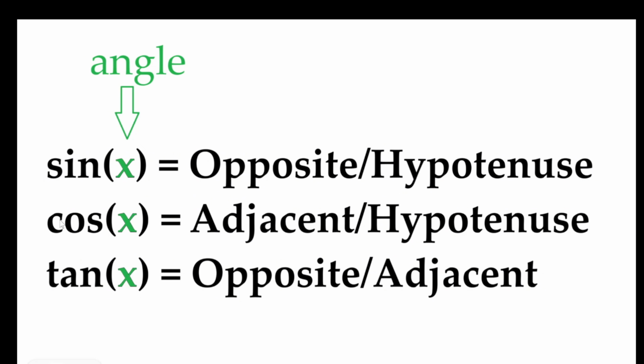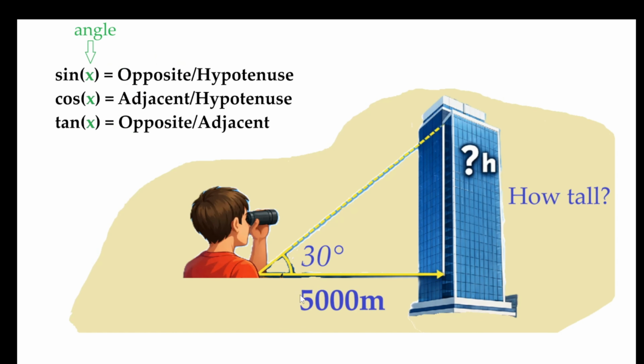And for cosine, whatever angle you put in here, it's going to tell you how the adjacent and the hypotenuse are related, and the same for tangent. So let's go back to the example of the building, right? We want to solve this, so we're going to see how we can do it.